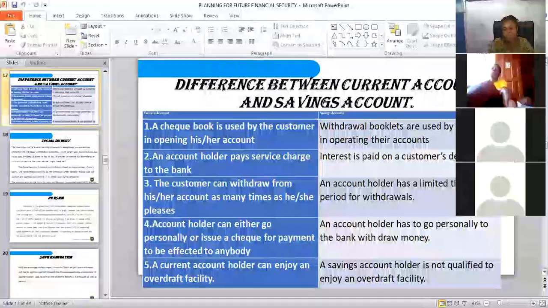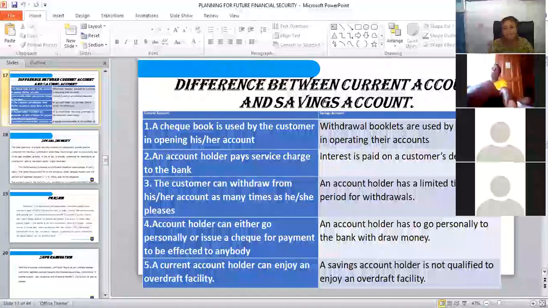Any question? Madam, do you get interest on both, the current account and the savings account? We said from the beginning, you don't get any interest on the current account. Rather, they charge you for the services they are rendering to you. It is rather the savings. So, madam, can that also be a difference?